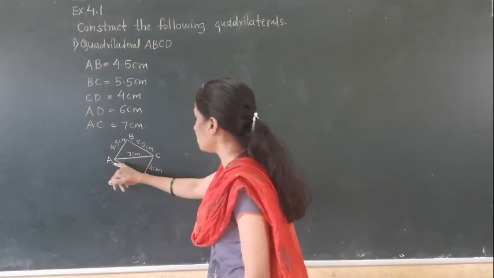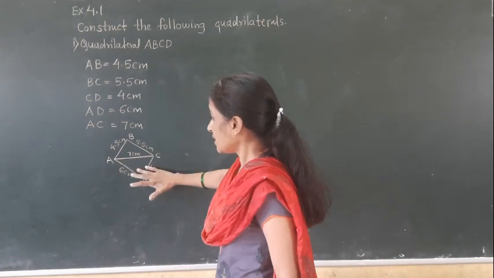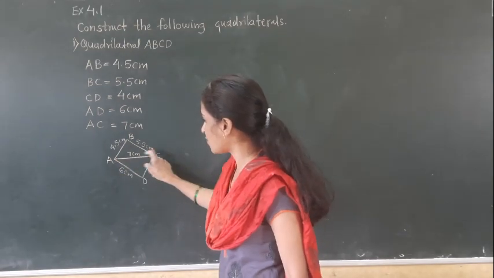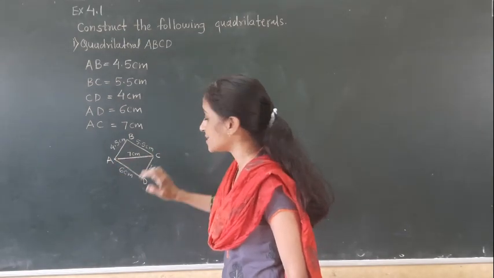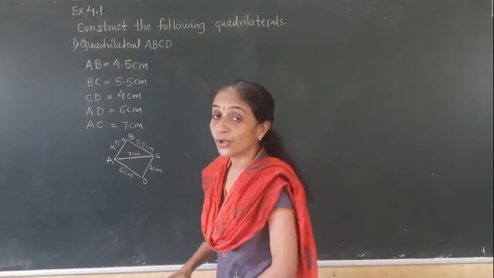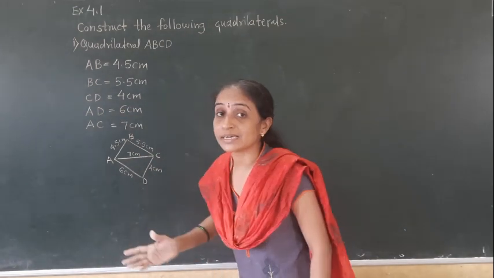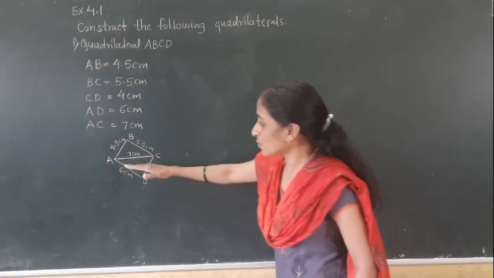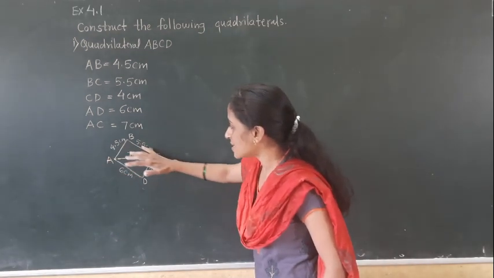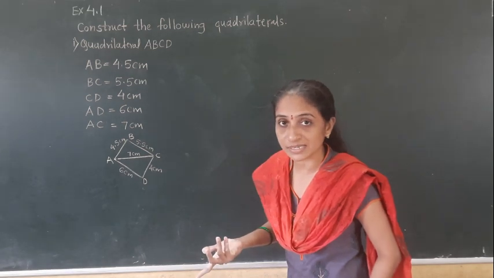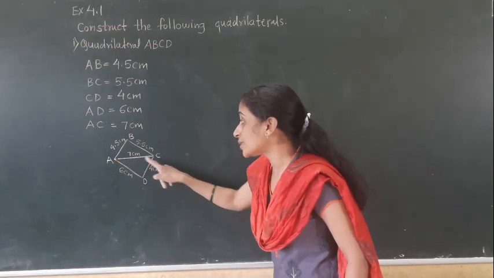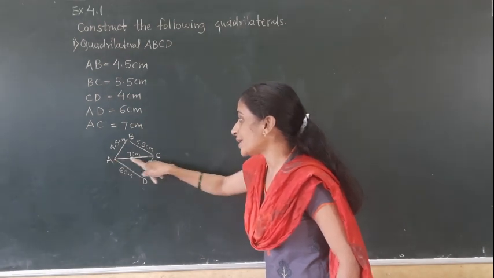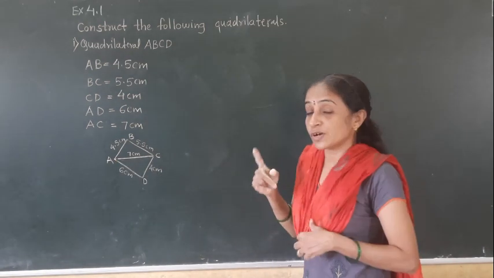Now if you observe, this quadrilateral is divided into two parts. ABC is one triangle and ADC is another triangle, and they are joined. So how will it make it easy? You know how to construct a triangle, you learned it in the previous year. So how to construct triangle ABC? We can construct triangle ABC first. To construct the triangle, what can we do? First we can draw AC.